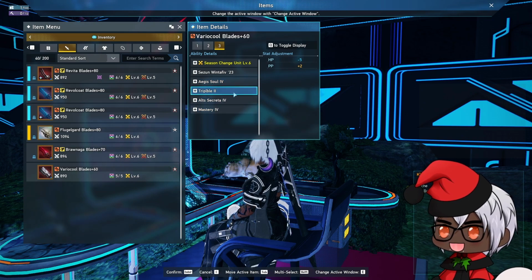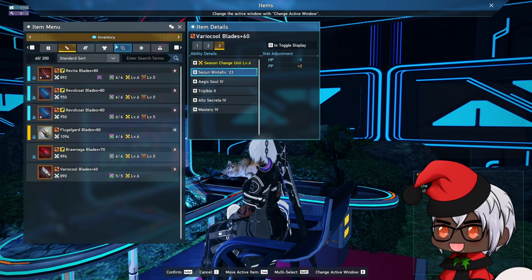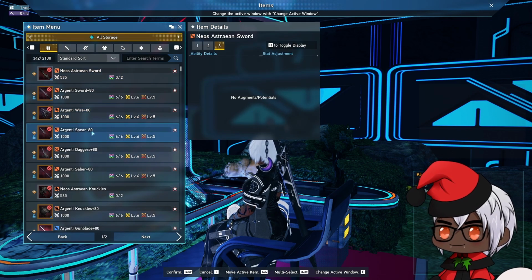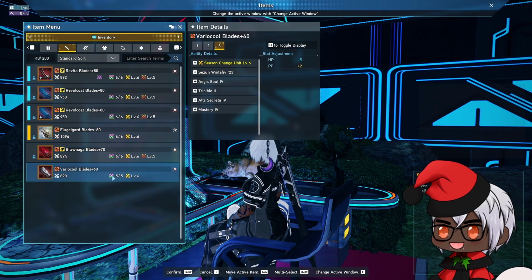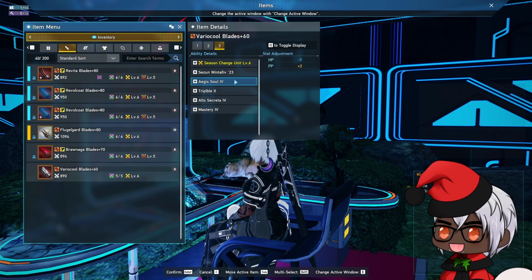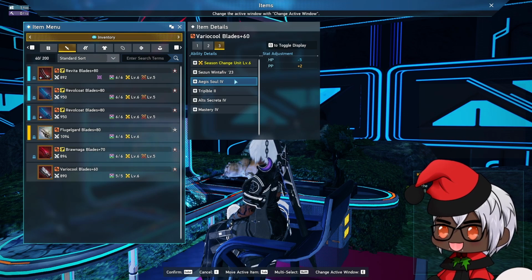Why does this have Age of Soul, Triple 2, Alt Secreta, and Mastery 4 on it? Why is a weapon they give you for free when you level up augmented better than the seasonal weapon that you have to pay points for? LC augments should be staple with most of these things nowadays. And yeah, you can easily replace these things. It's not that difficult.